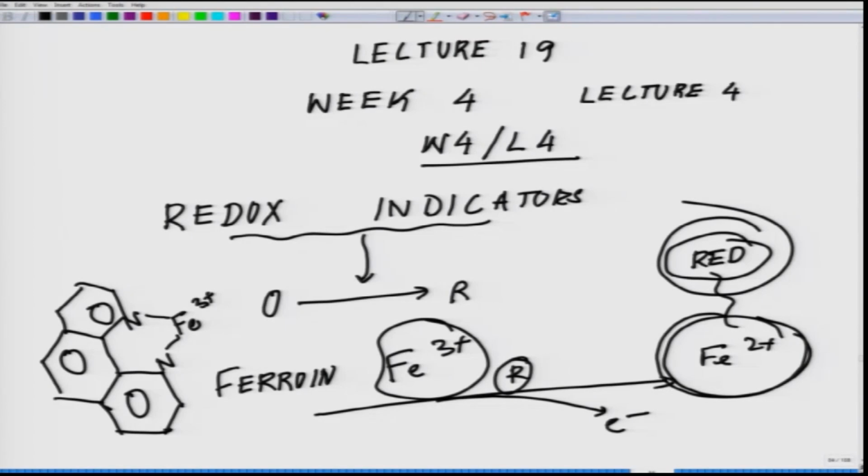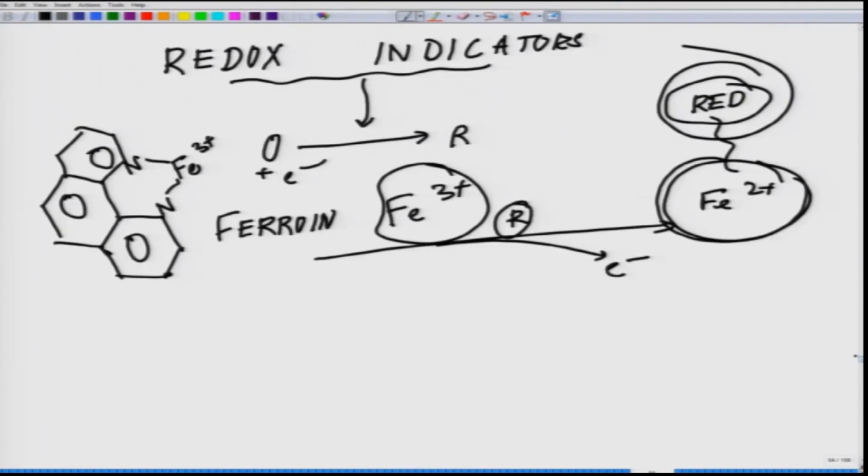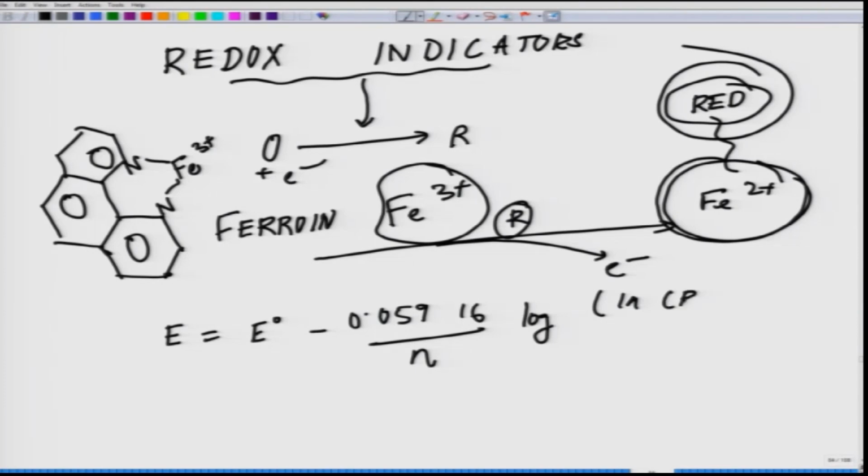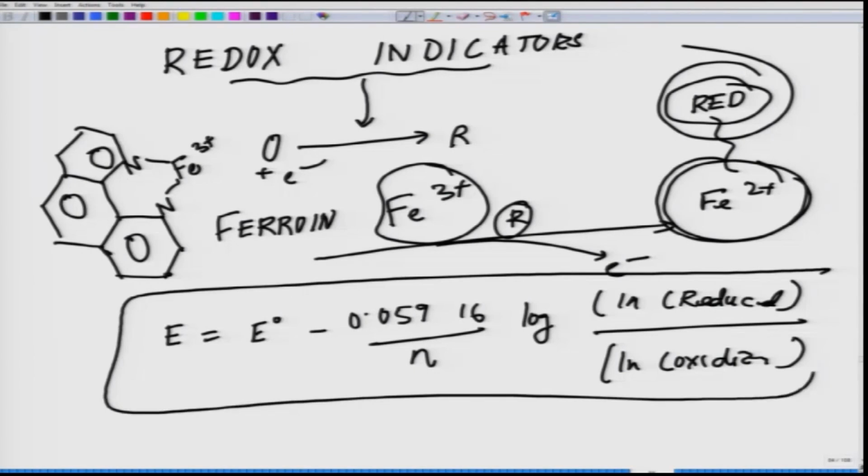So this is a very interesting situation. If you look at this reaction, what is happening? Oxidized molecule plus electron getting reduced. Now if you see the left and the right hand side, you can actually write an equation on this. E is equal to E0 minus 0.05916 upon n, where n is the number of electrons, times the log of the reduced concentration over the oxidized concentration. Based on that, you can actually predict the potential range over which the indicator color will change, and that is the Nernst equation, the basic equation I told you.